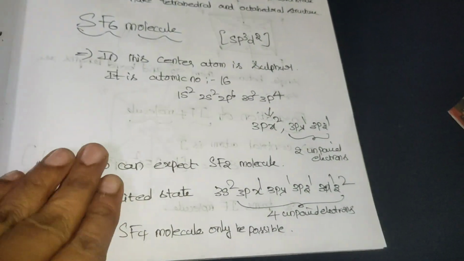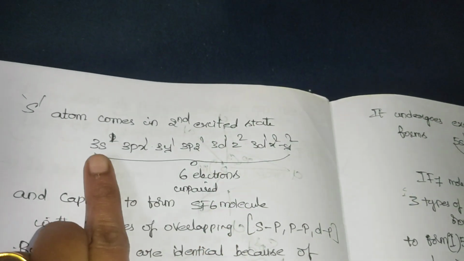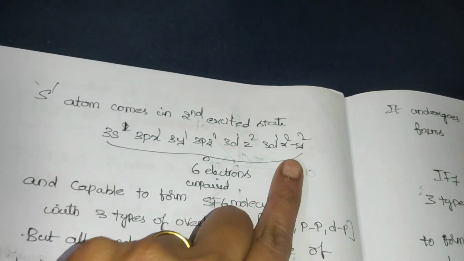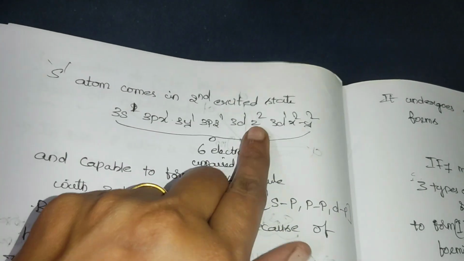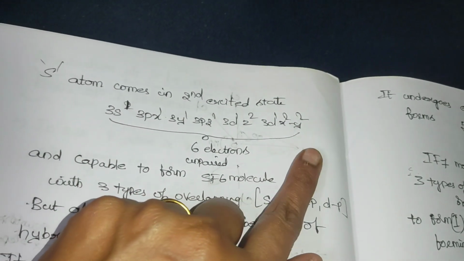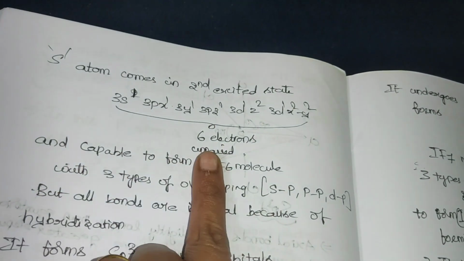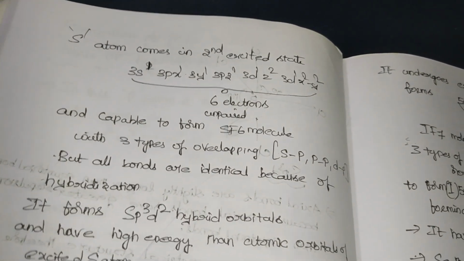Then how SF6? One more excitation takes place here. So the S atom comes into the second excited state. Again the 3s electron will be promoted to one more d orbital. So 3s1, 3px1, 3py1, 3pz1, 3dz2 1, 3dx2-y2 1. So 1, 2, 3, 4, 5, 6 unpaired electrons are there, and it is capable of forming the SF6 molecule.